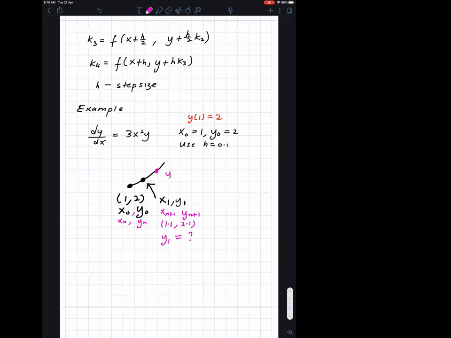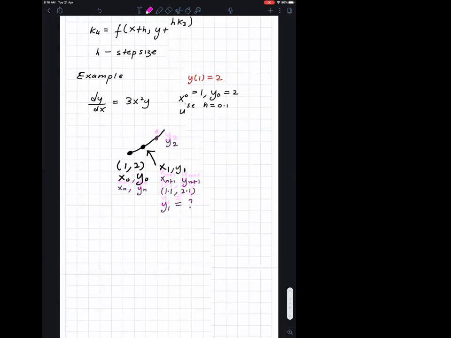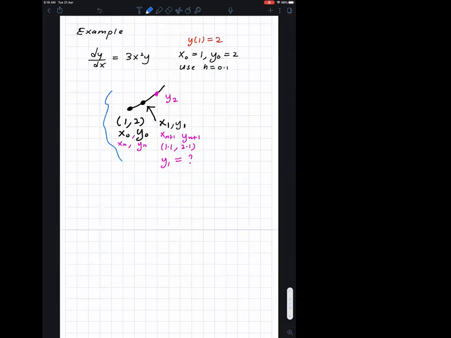You can find y2. y2 is the point when you increase the step by 0.1. So it's up to you how many points you want to find, y1, y2, and so forth. In this example, we'll just find y1.